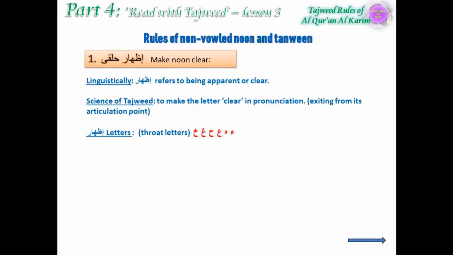Let's start off with the definition. Linguistically, in the Arabic language, Idhaar refers to being apparent or clear. In the Science of Tajweed, it means to make the letter clear in pronunciation, exiting from its articulation point. The letters of Idhaar are the throat letters. For Idhaar Halqi, the letters are, again, the throat letters: Hamza, Ha, Ain, Ha, Ghain, Kha.